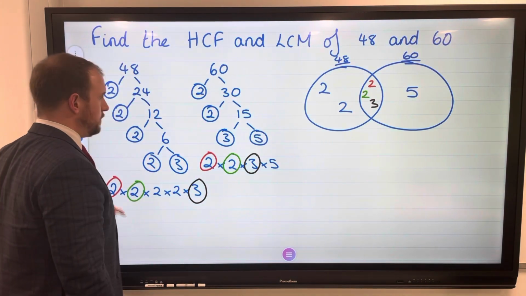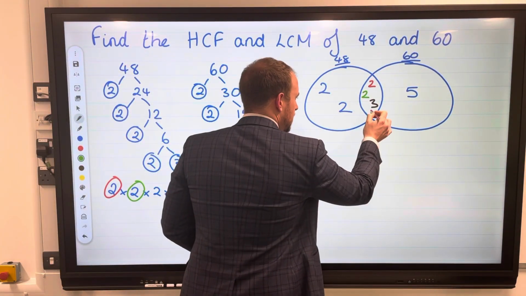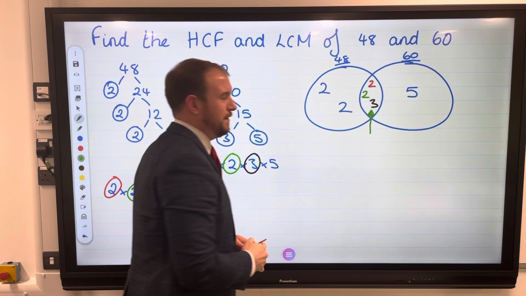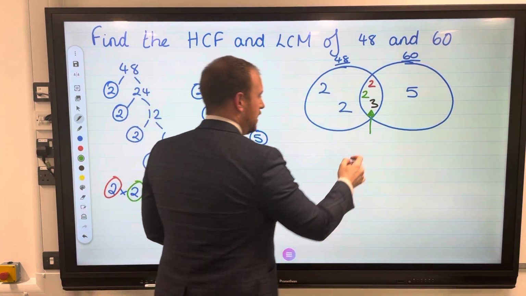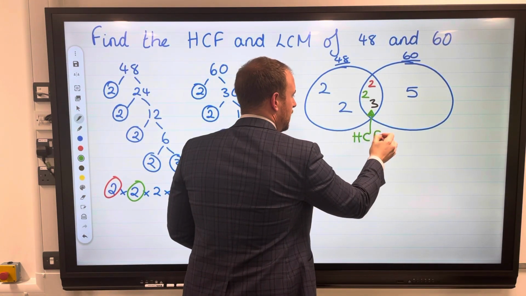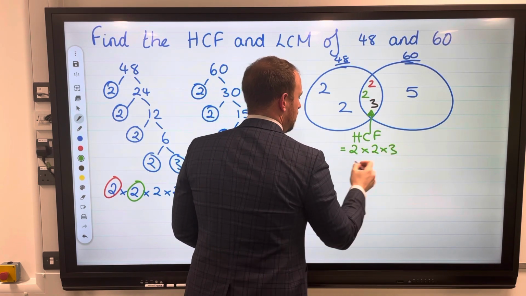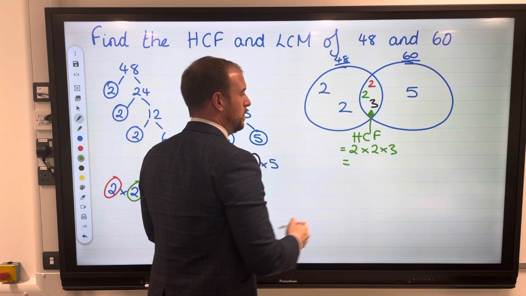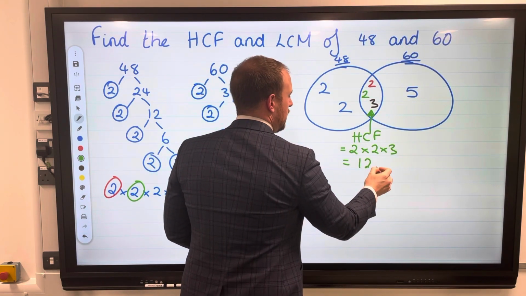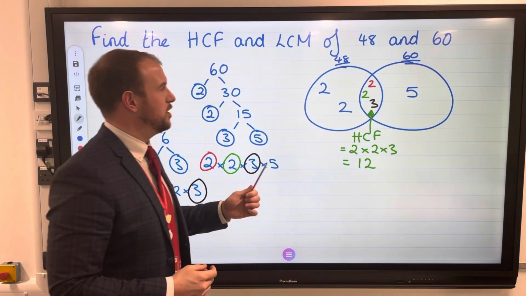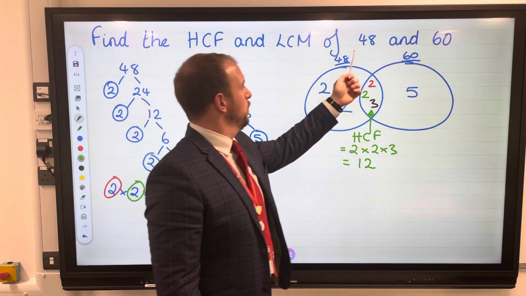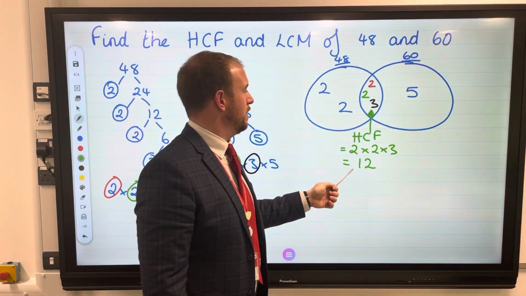Well, these numbers in the middle, we have to multiply these together to find our highest common factor. So 2 times 2 times 3. Well, 2 times 2 is 4, times 3 is 12. So the highest common factor of 48 and 60 is 12.